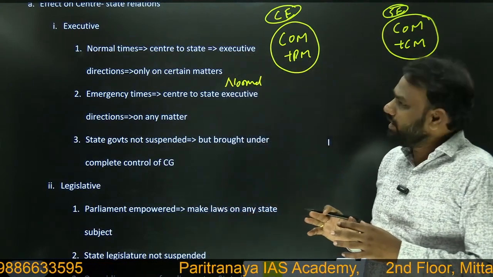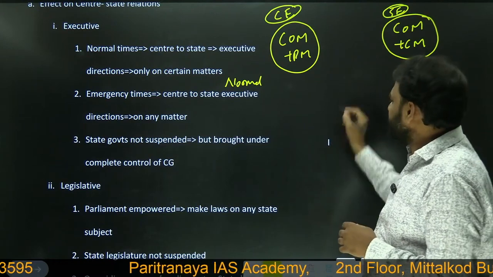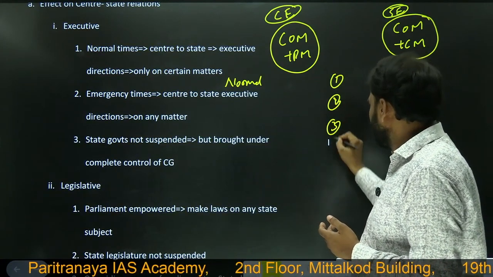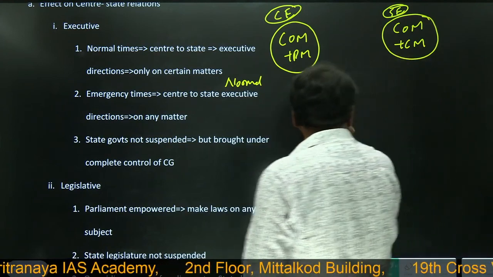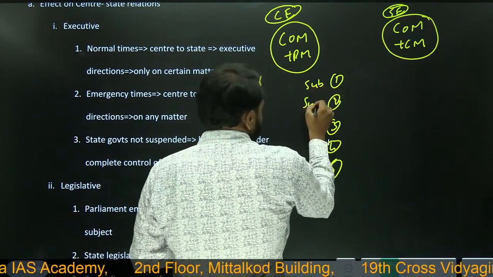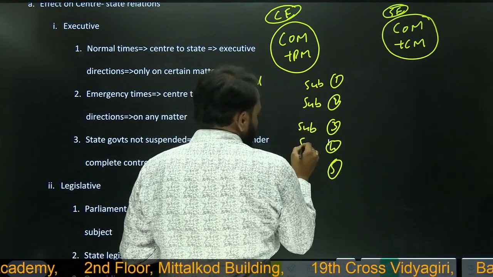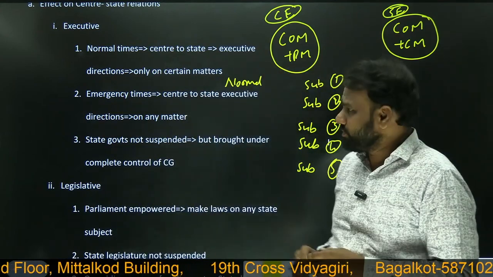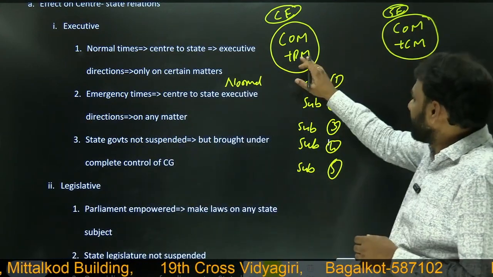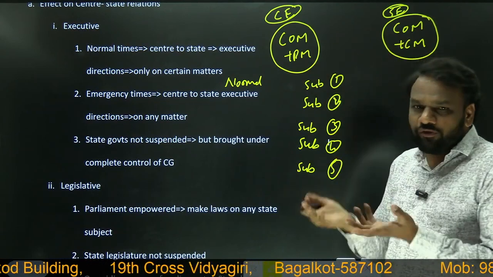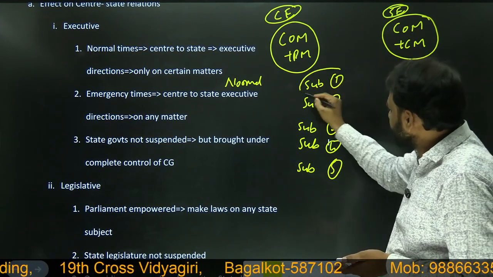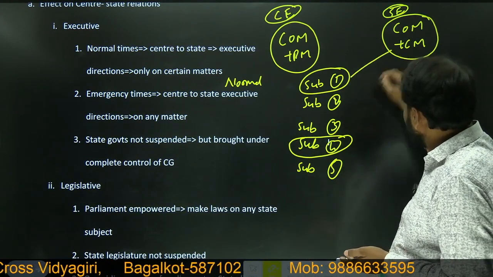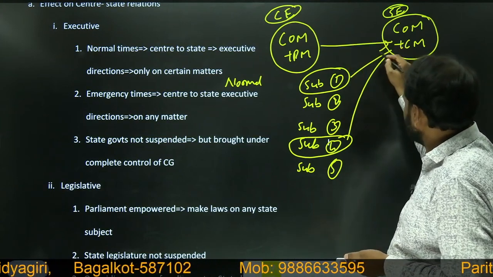So during normal time, can center give directions to the state? Yes. Let us assume there are around 5 subjects: subject 1, subject 2, subject 3, subject 4, subject 5. There are different issues. During normal time, let us assume center can issue directions to states only on a few subjects, only on a few issues. Let us assume on subject 1 and subject 3. This is normal time.